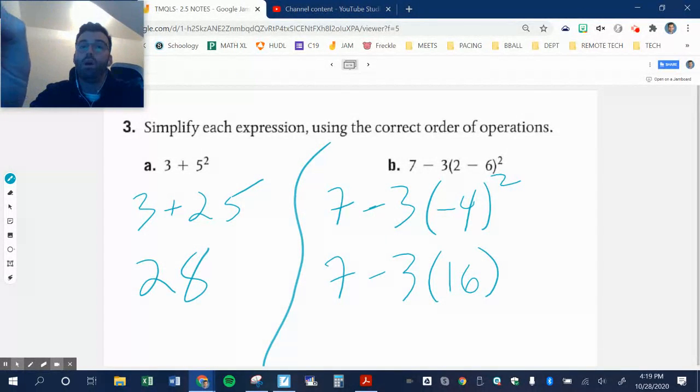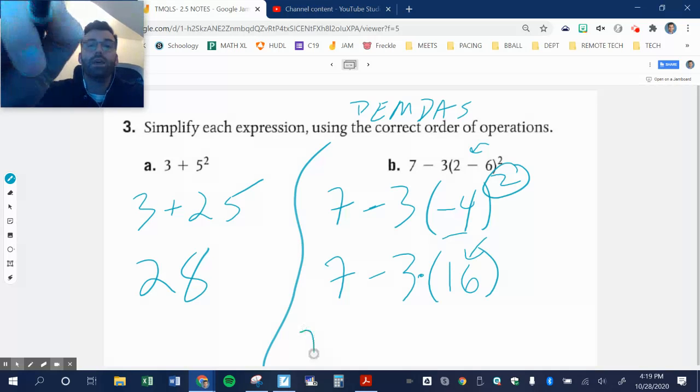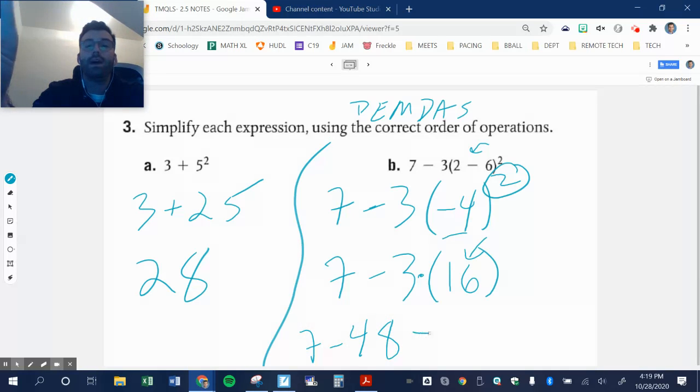I still can't subtract the 7 minus 3. I have to multiply next. Remember, PEMDAS. First things first, take care of the parentheses. We did that. Take care of the exponents. We did that. Take care of the multiplication next. 3 times 16 is 48. Now I can subtract: 7 minus 48 is negative 41.